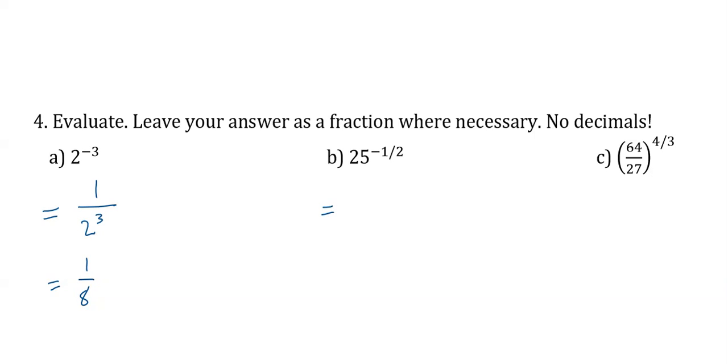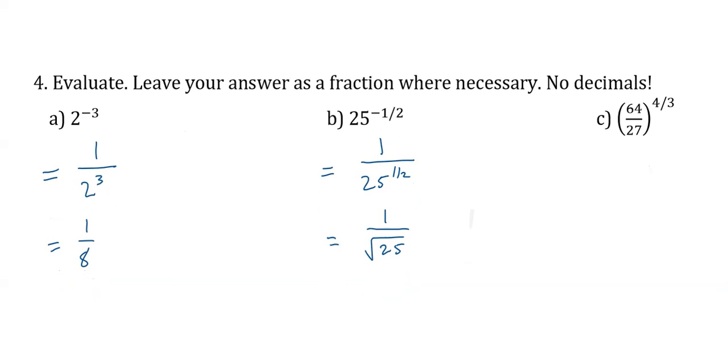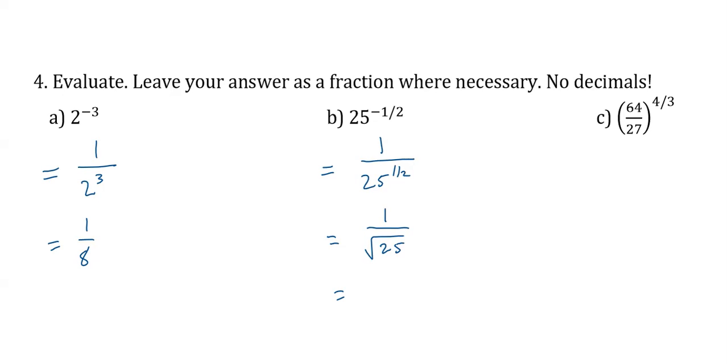If we were going to do this one in a lot of steps, I would probably handle the negative first. What does 25 to the 1/2 mean? That's what we were just talking about. It means the square root of 25. But you could definitely go straight to that step if you were doing this on a test. And the square root of 25 is 5, so the answer is 1 over 5.